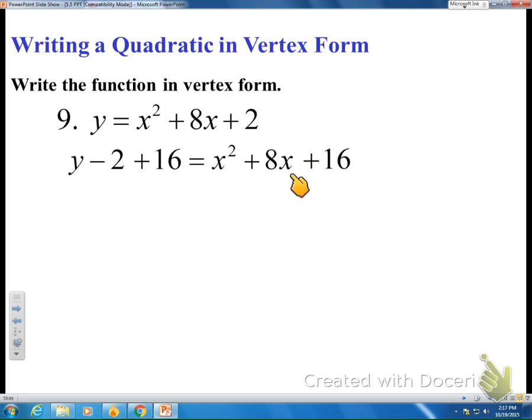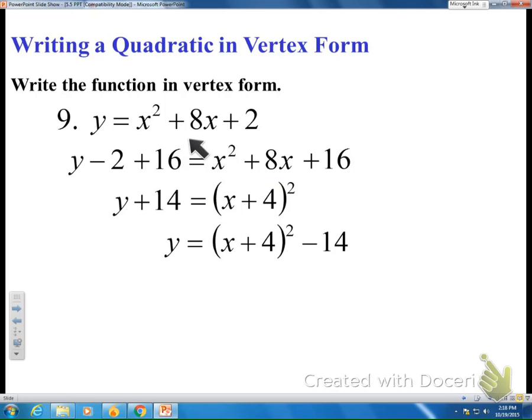So this left side becomes y plus 14 and this right side turns into something squared. And it's going to be that middle term divided by 2. I'm going to have a plus 4. The thing that's different than what we did before is we just have a y here. We're not solving, we're writing the function in vertex form. So the last step would be, wait a second, what's my k? What's in the k position? And you subtract 14 on both sides.